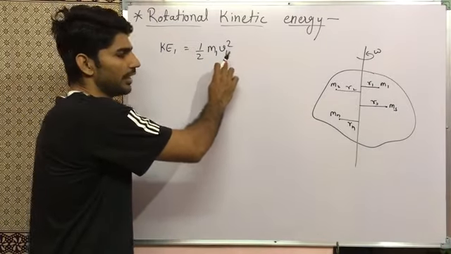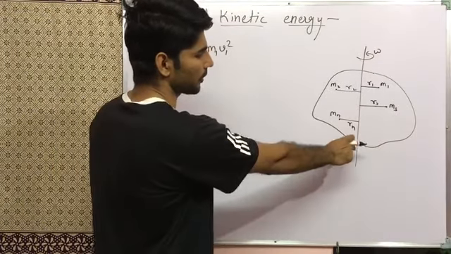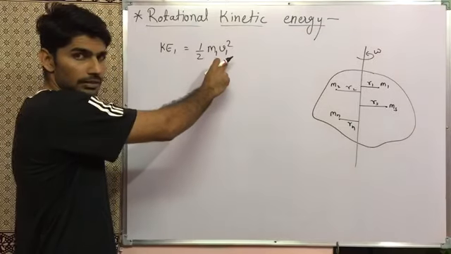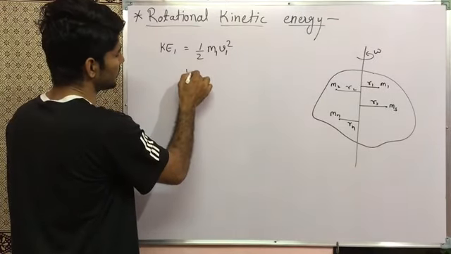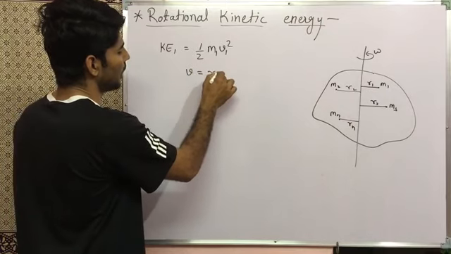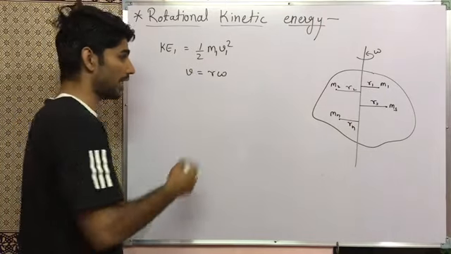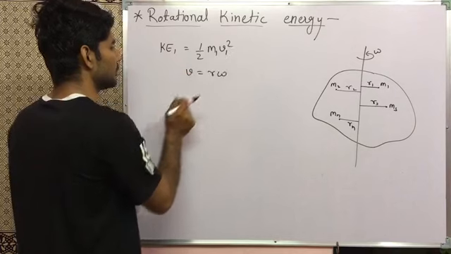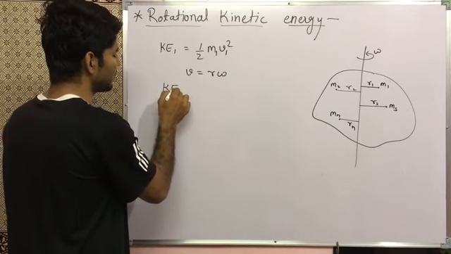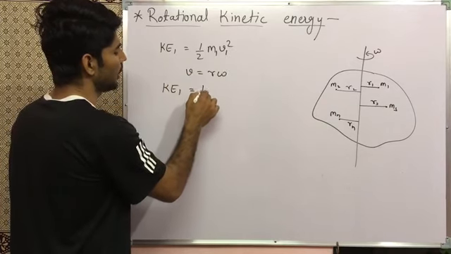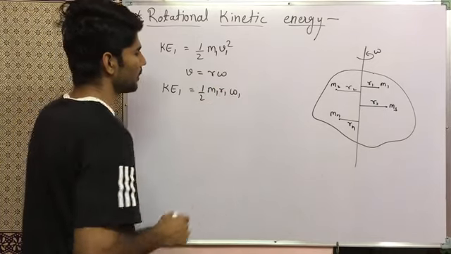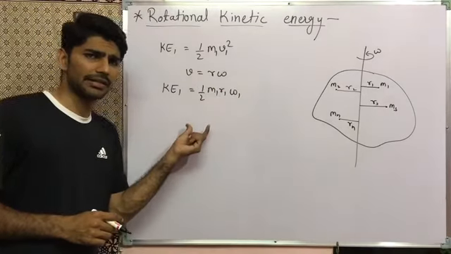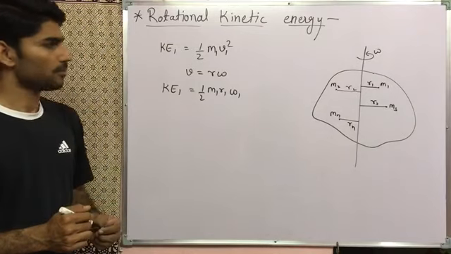But we have the angular velocity for this body, so we convert this velocity into the angular velocity. Here v equals r omega, v equals r omega. So we replace the velocity v. The kinetic energy for the first particle will be half m1 r1 omega 1. That's how we write the kinetic energy for the first particle.